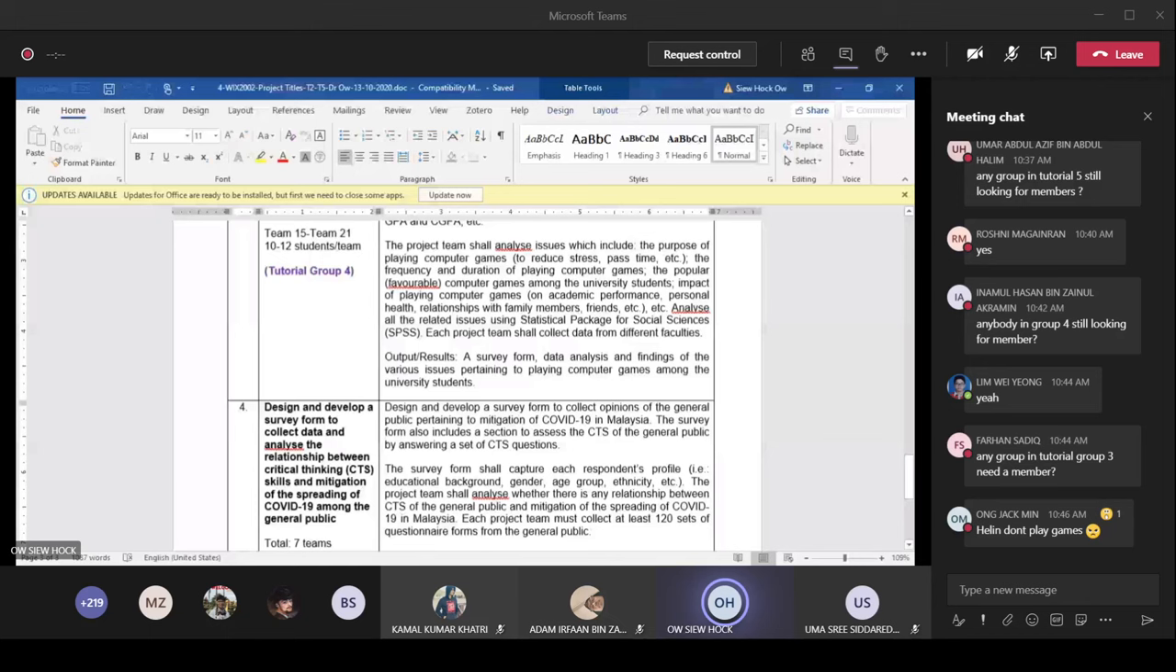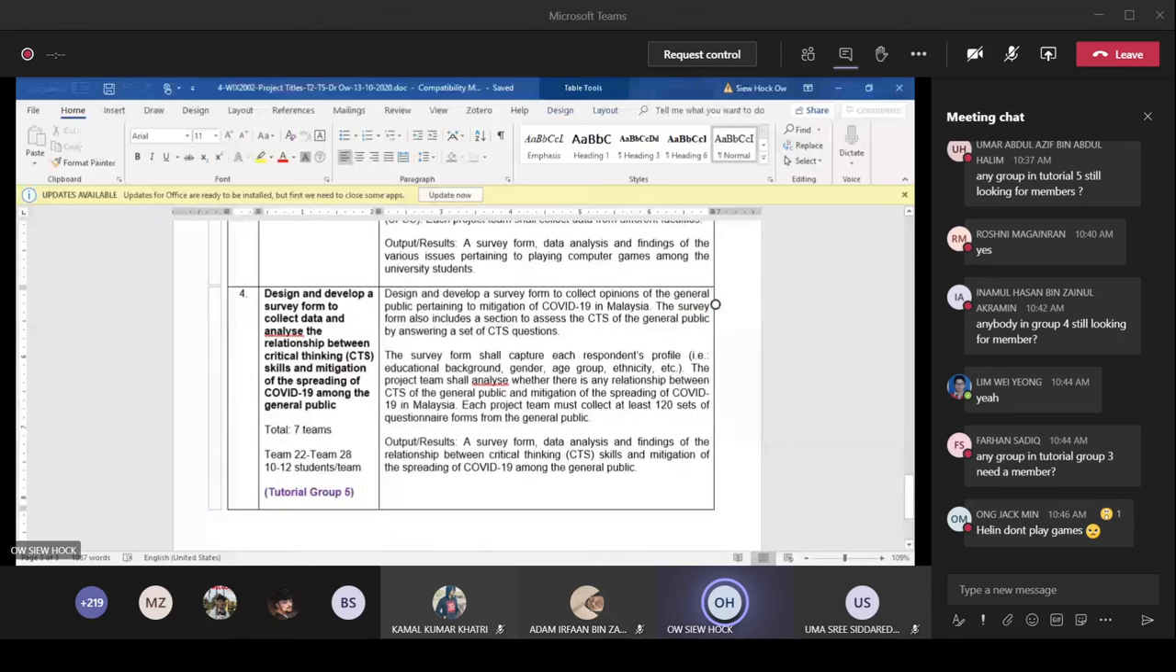So tutorial group 5, you are going to design and develop a survey form to collect data and analyze the relationship between critical thinking skills, CTS, and now it's about COVID-19. It's a very hot topic. And mitigation of the spreading of COVID-19 among the general public. So this one, same thing, you can participate. At the same time, you can invite your family members to answer the survey form. Okay? So take a look at all this here.